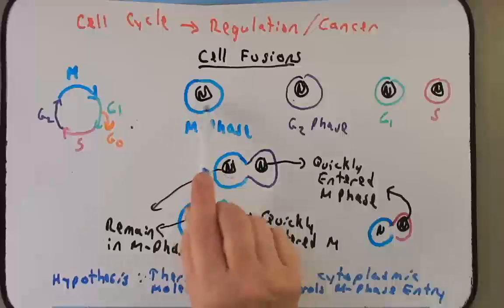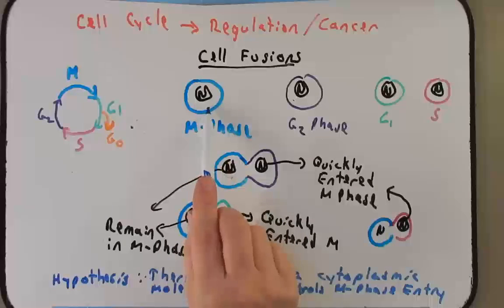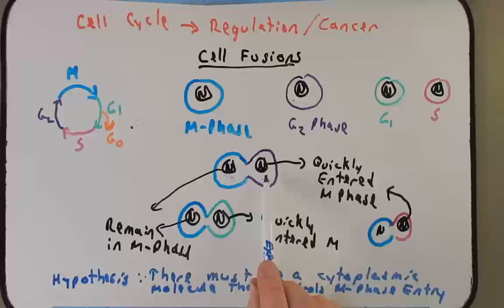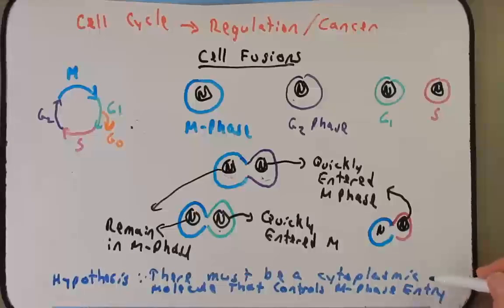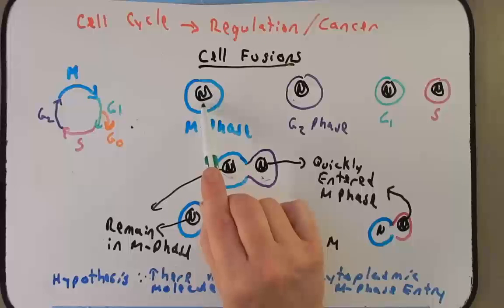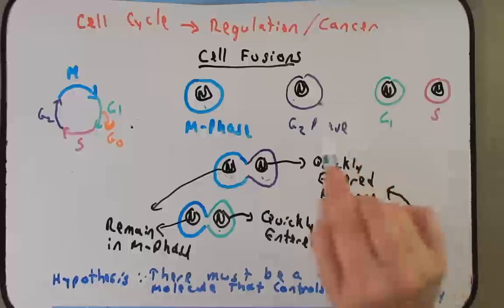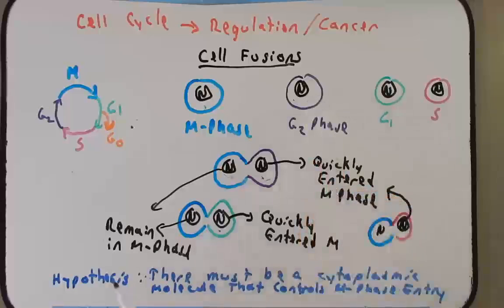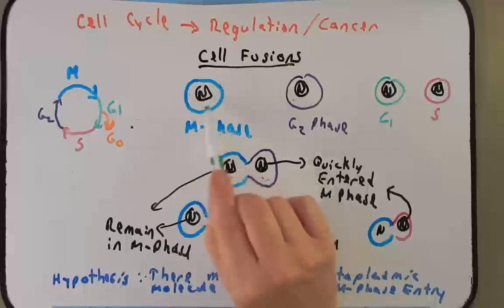That some molecule in this M phase cytoplasm, when it is transferred to the G1 cytoplasm, G2 cytoplasm, or S cytoplasm, was enough to send it into M phase, that there was some kind of protein regulating this. So now to test this hypothesis, they wanted to take cytoplasm from an M phase cell and transfer it directly into a G2 phase cell to make sure it really was some kind of protein in the cytoplasm.